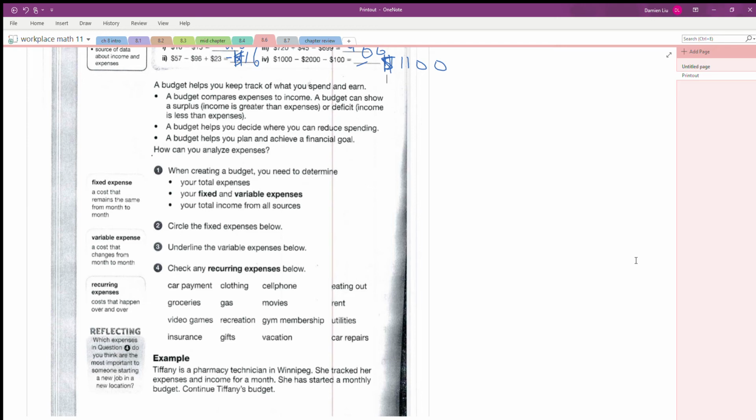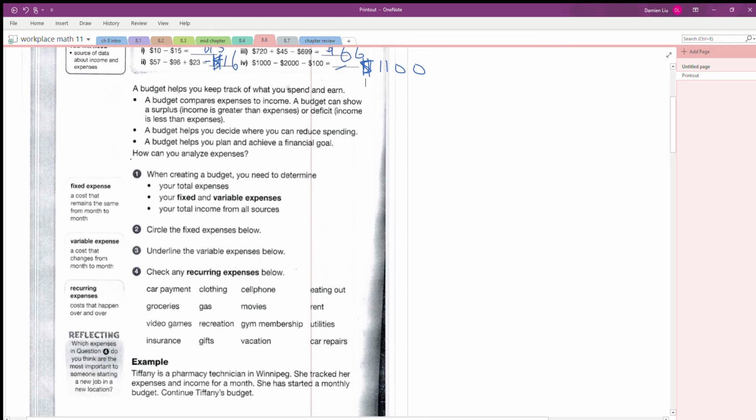Okay. So car payment, that is a fixed expense. So I'm going to circle that. But it is also a recurring expense. So I'm going to check that. Clothing is not a fixed expense. Nobody that I'm aware of is on a clothing plan. So it's a variable expense, and we underline that. Okay, it's not a recurring expense.